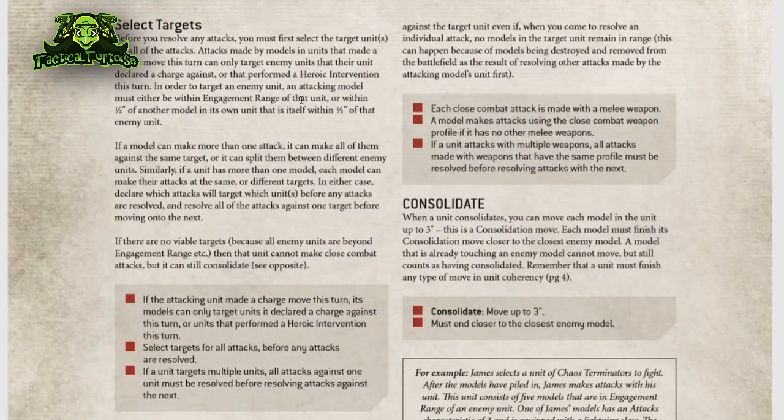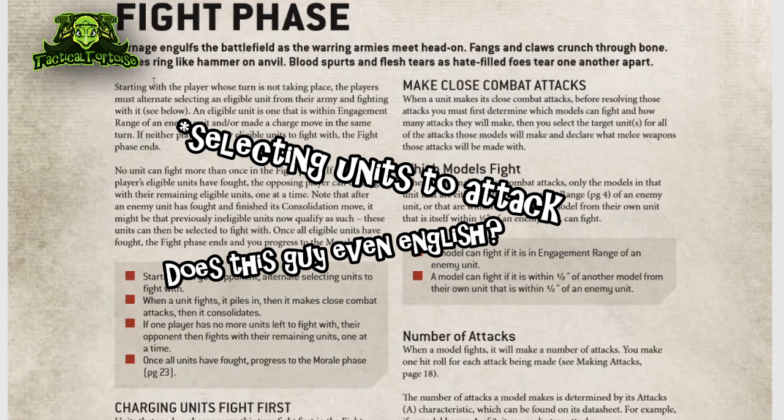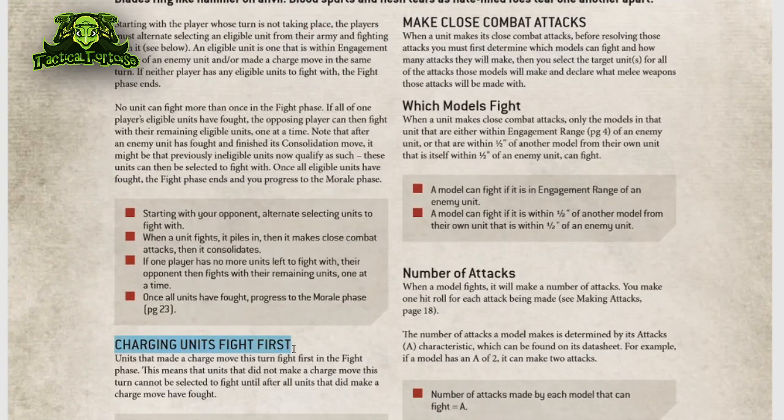When you select targets now, you can not only select units that you charged, or just units within 1 inch of you if you didn't charge that turn, but you can also pick to attack units that performed a heroic intervention this turn, meaning that if you charge a unit, a character next to them heroically intervenes into you, you can now just direct all of your attacks into that heroic intervener and go ahead and kill them off for their hubris. When you are selecting units to charge, it is important to note that you start with a player whose turn is not taking place, obviously after all charging units have fought.